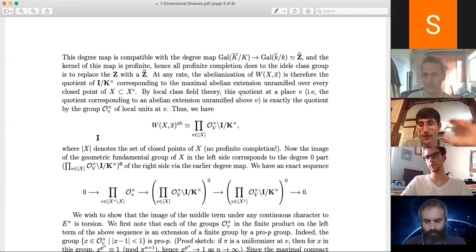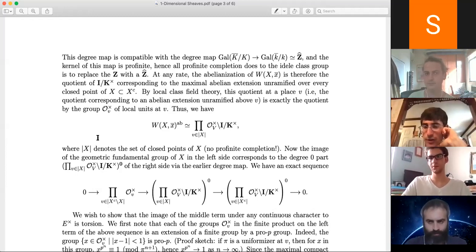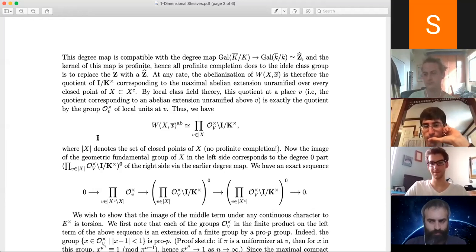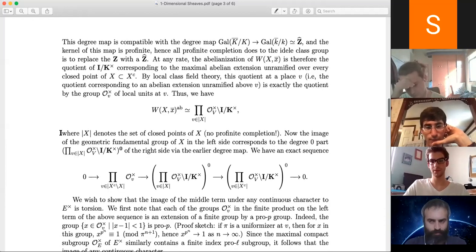Right. So if I have a character of just any group G, then because the image is commutative, I'm mapping to Q_l bar cross. That's a commutative group. I factor through the Abelianization. Great. Thanks.